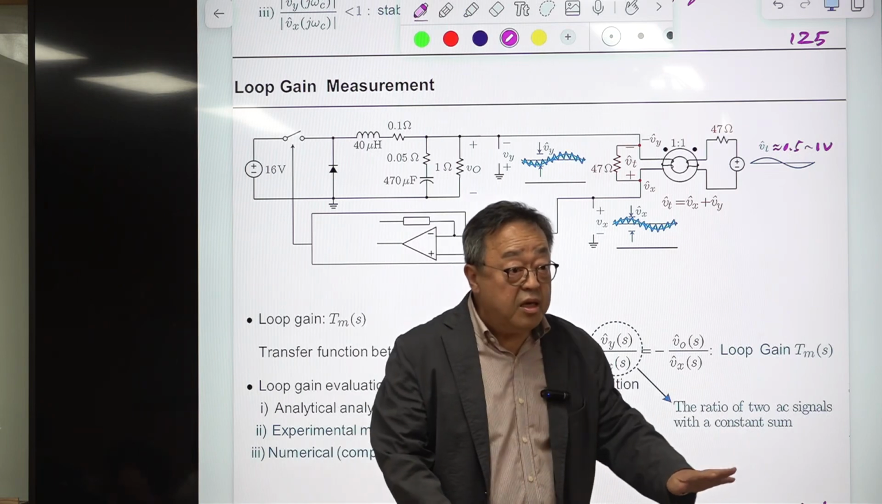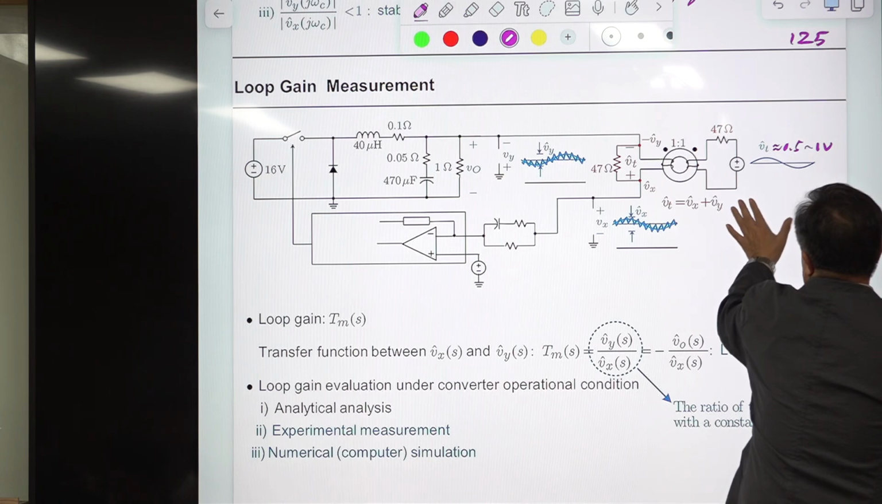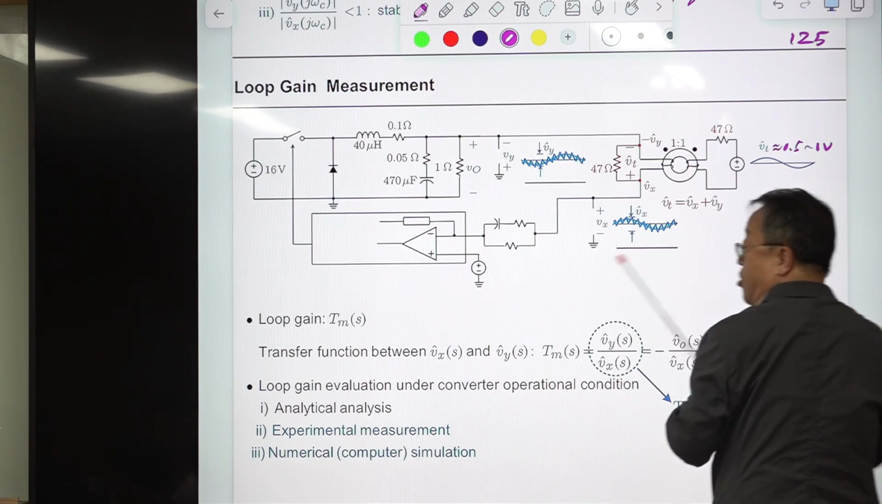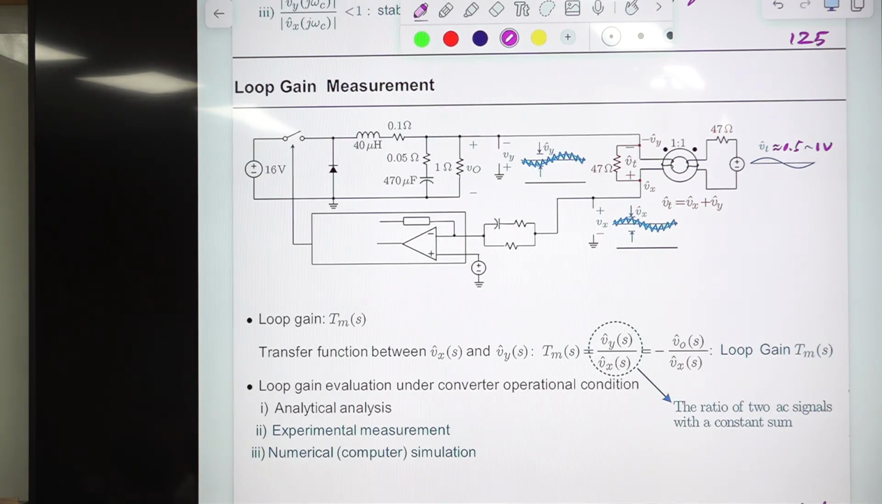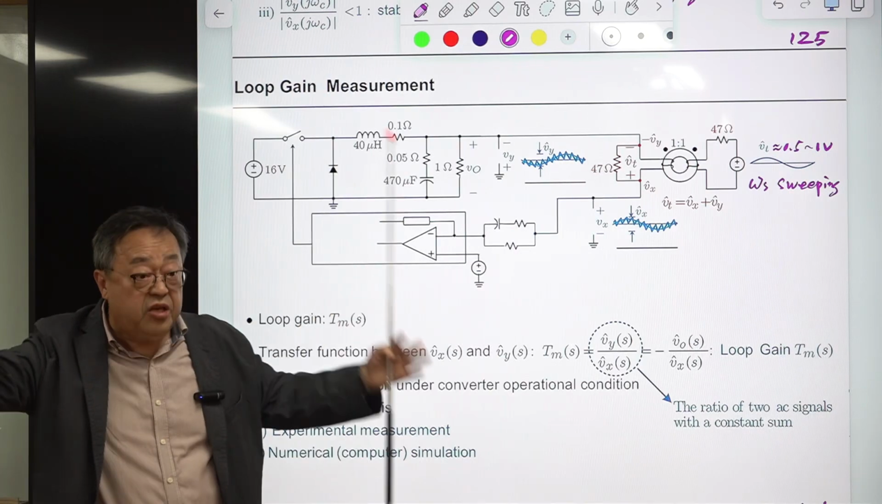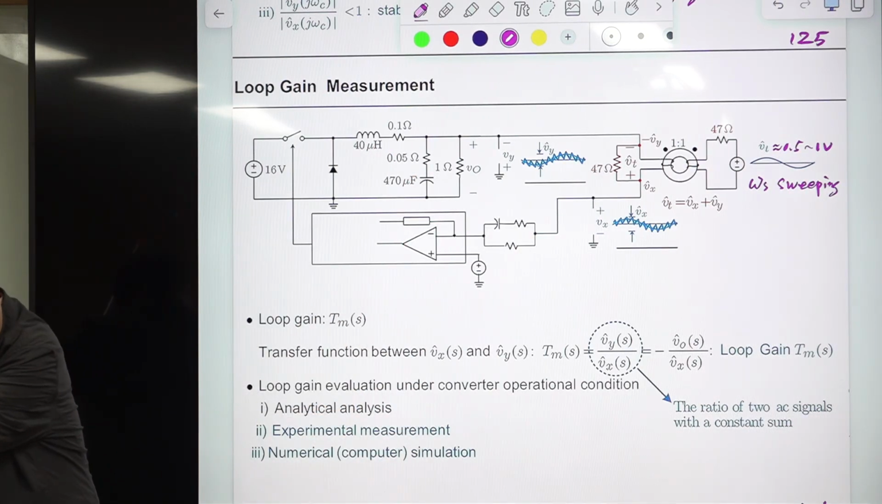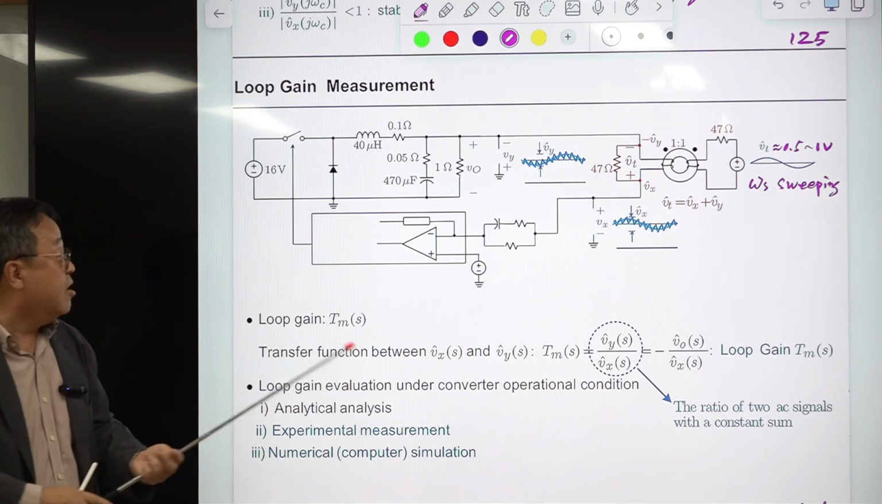So there is a sinusoidal wave, and its frequency is swept. We inject one frequency at low frequency and another frequency at higher frequency. So the frequency of this sinusoid is swept, omega S sweeping. You know what sweep means, okay? Sweep means it covers a range of frequency.